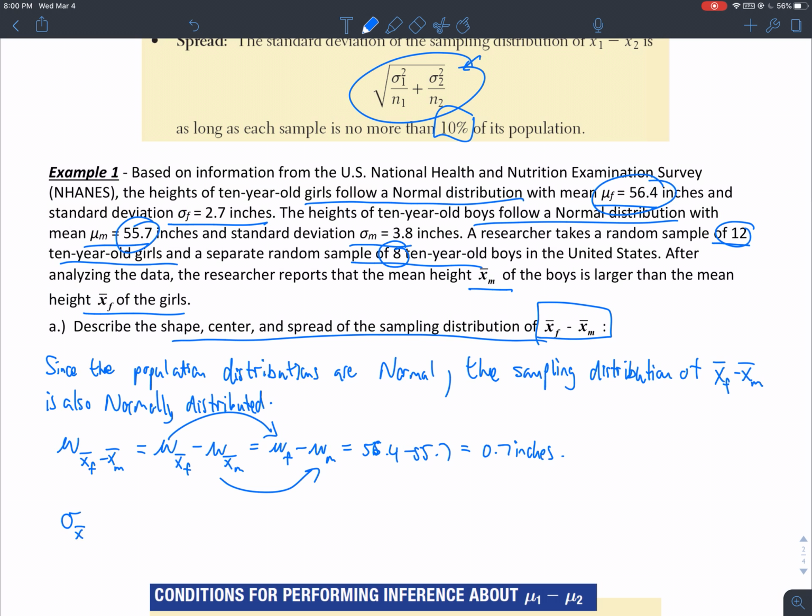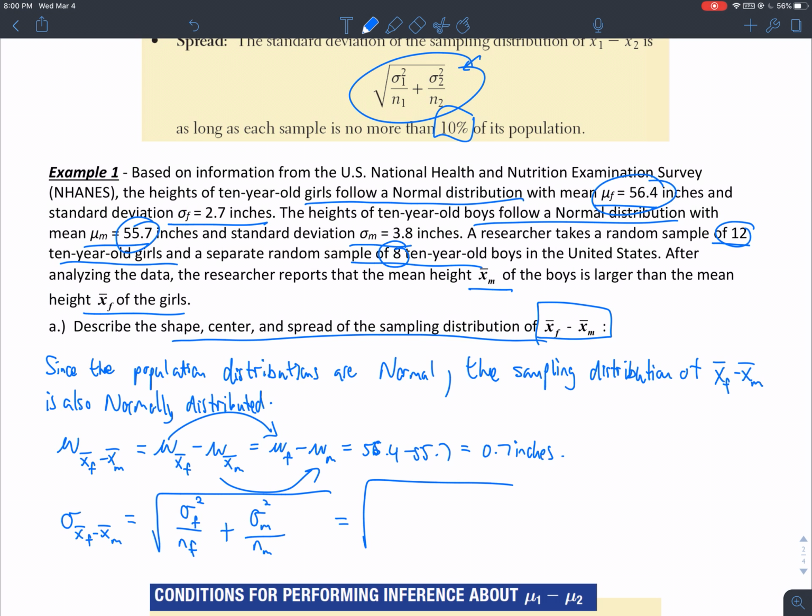The standard deviation of the difference in sample means distribution would be this, which is the variance of the female distribution over the sample size of the female distribution, I guess we could write it like that, plus the variance of the male distribution over the sample size of the male distribution, something like that. Okay, and then we just fill those numbers in.